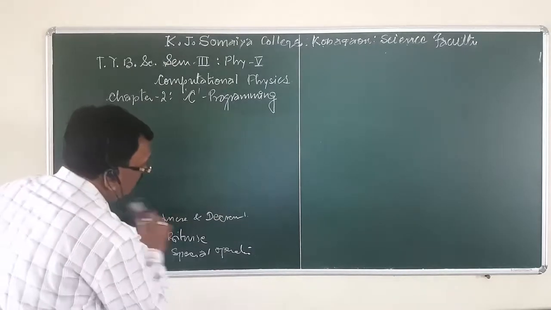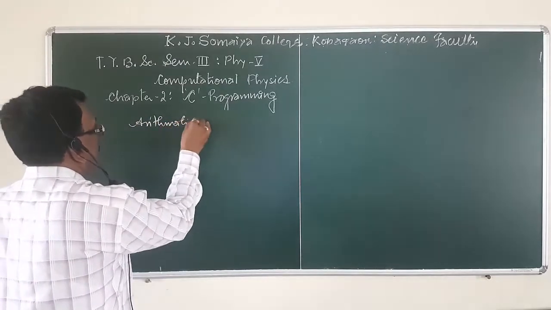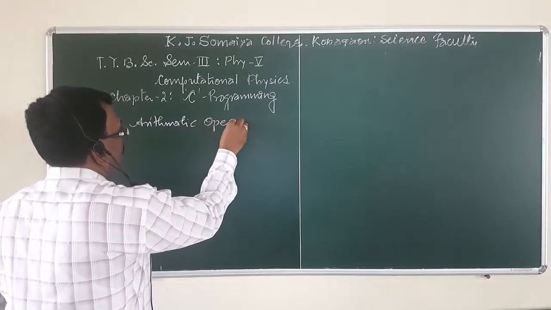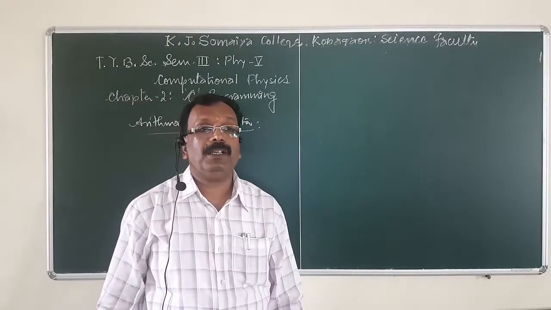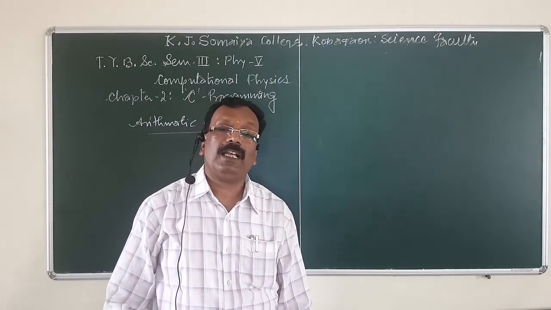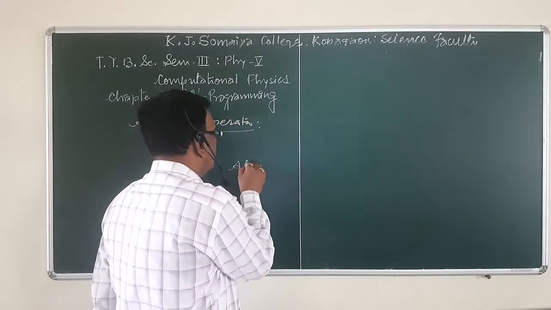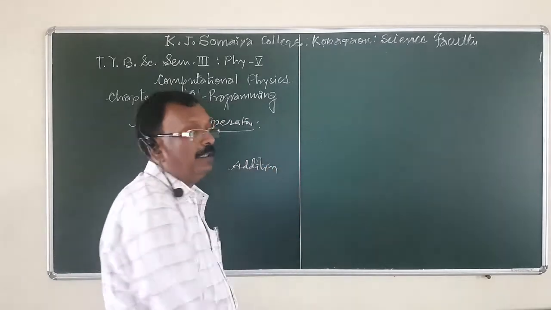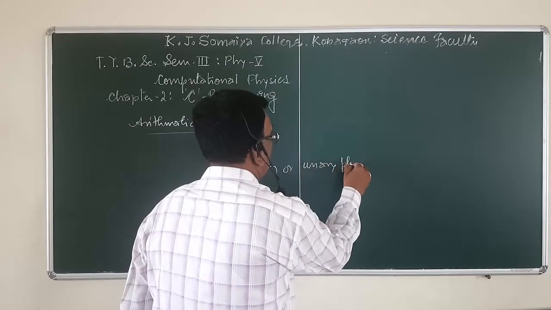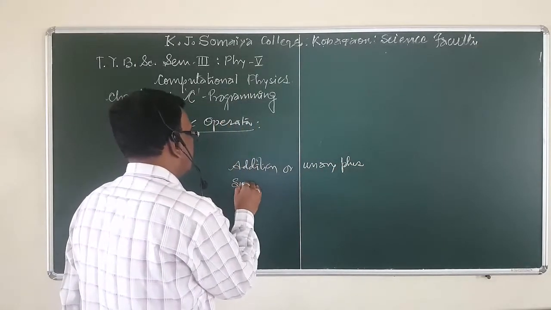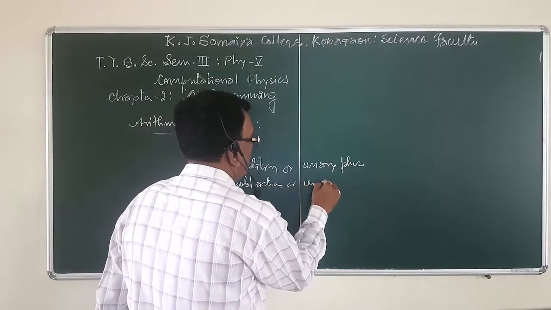First of all, we are going to see the arithmetic operator. What is an arithmetic operator? The arithmetic operators are used to perform arithmetic operations. We know arithmetic operations like addition or plus, then the second arithmetic operation is subtraction or minus.